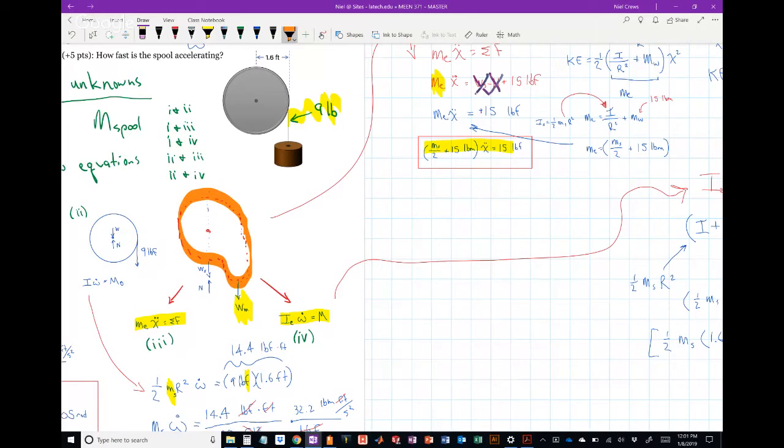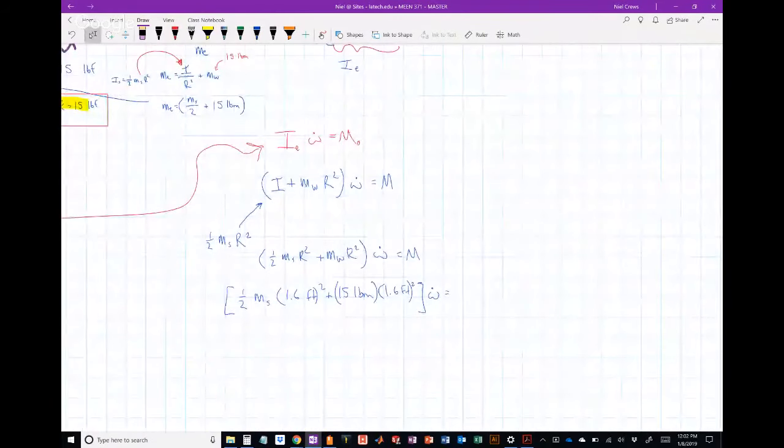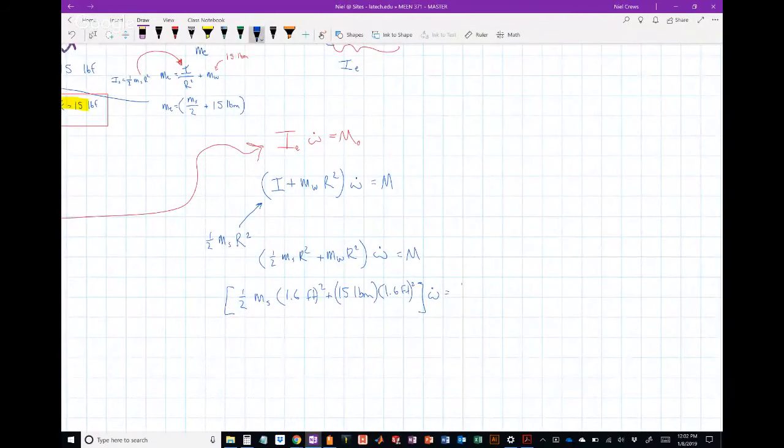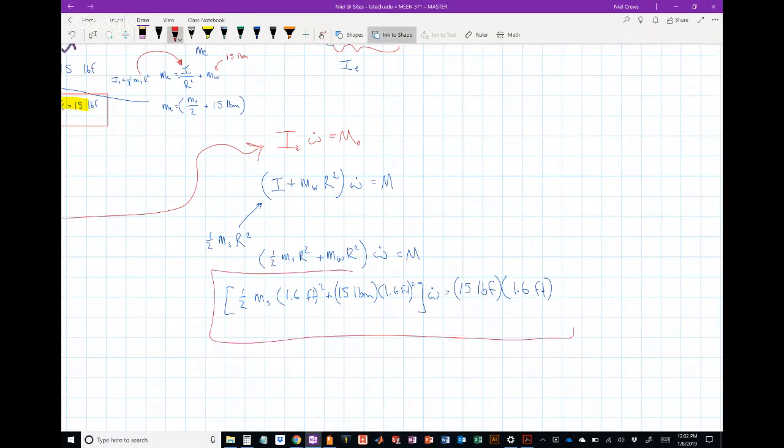And so the moment is that force, which is the 15-pound force, times the lever arm right here. So this is going to be the 15-pound force times that lever arm, which is 1.6 feet. Then there's some simplification that we can do in here. I'll stop there. I just wanted you to be able to see how this process worked.